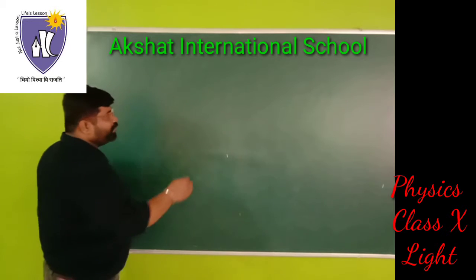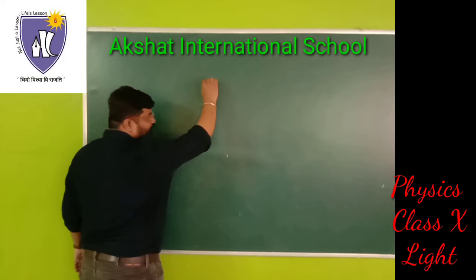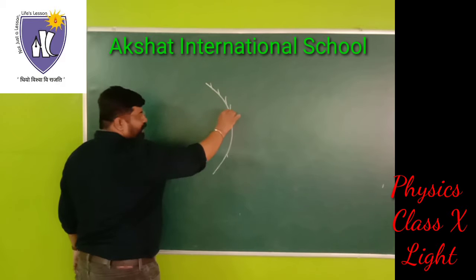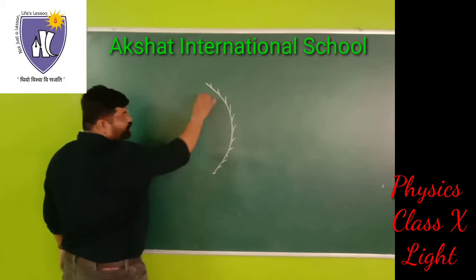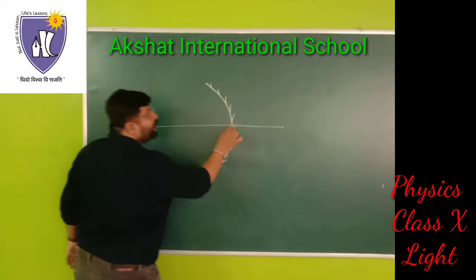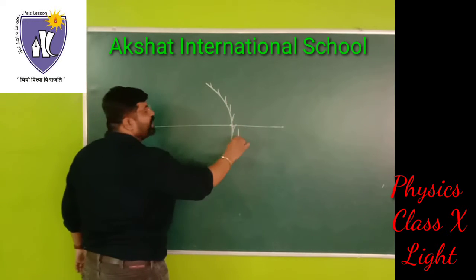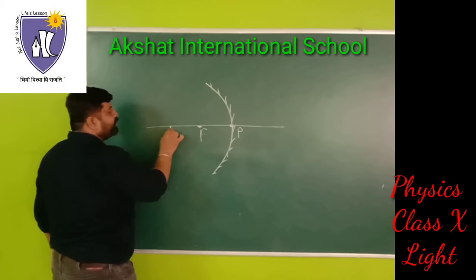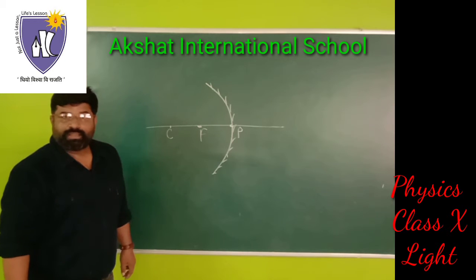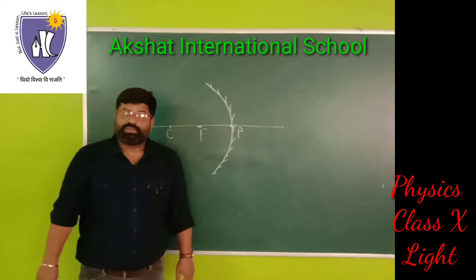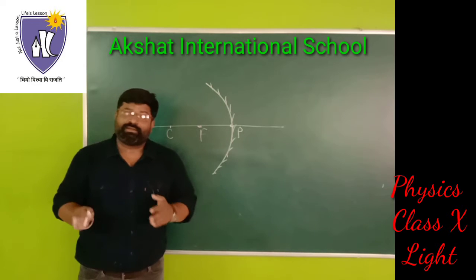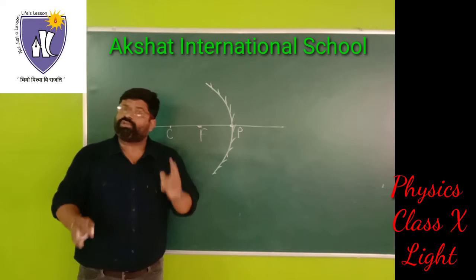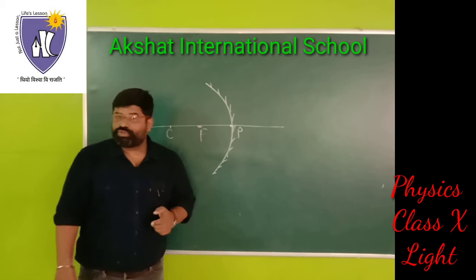Let's take an example. Suppose I have a concave mirror, and this is the polished surface, so this will be the reflecting surface. This is our principal axis, this is the pole, here we have the focus and here we have the center of curvature. Now from a source of light, there are infinite rays coming, but out of that we need only two rays to form an image.